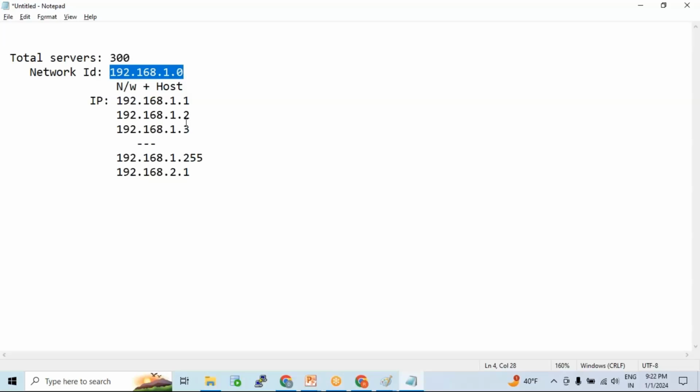No, because the network ID that you have considered here is 192.168.1.0. The network part says 192.168.1. Whichever IP you take, the starting three fields should be matching. Here it's not matching. So the 192.168.2.1 IP is not in the same network.